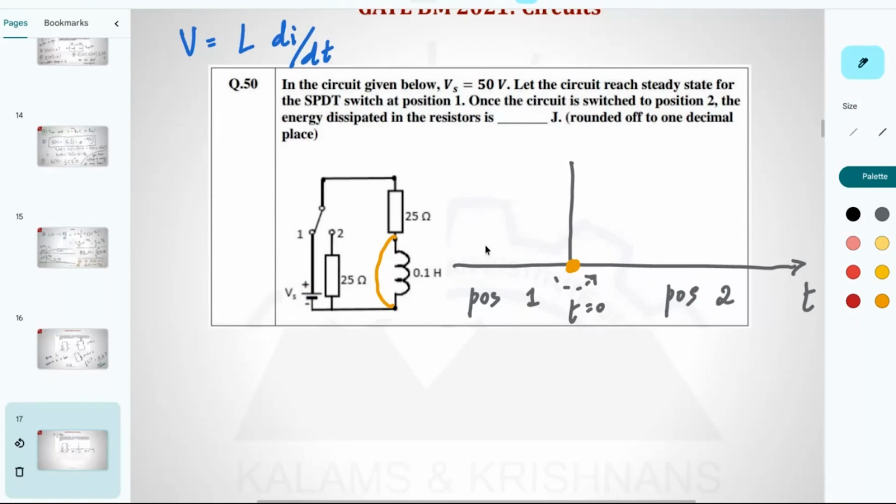Okay. So what happens is the steady state current in the inductor. What is the value of this current? So let's draw I L of t, the current in the inductor as a function of time. What is the initial value at t equal to 0? What is the current here?